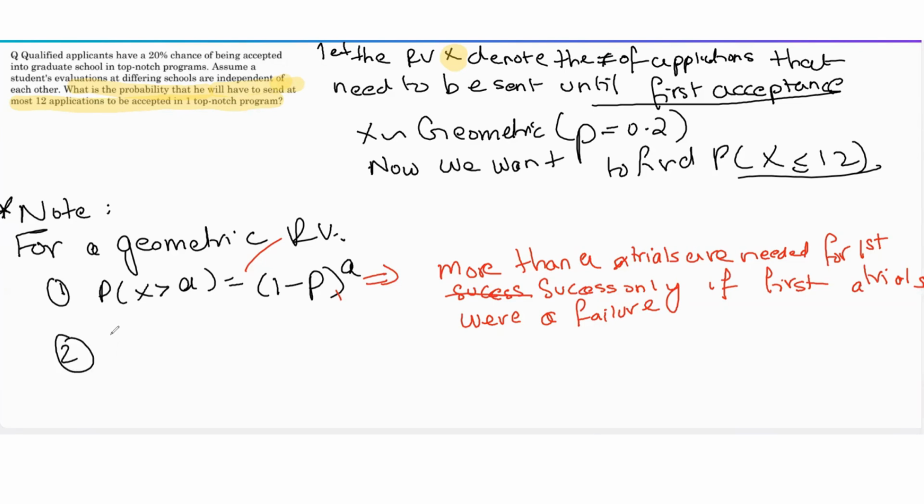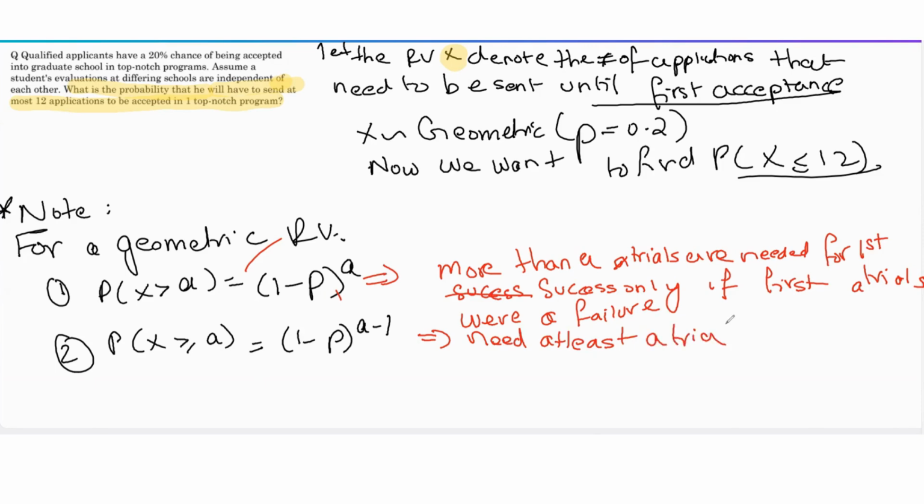So what about if we want to find the probability X is greater than or equal to? Because we know for a discrete random variable, the equal to sign matters a lot. So this is (1-p)^(a-1), right? Because the idea is that you need at least a trials. So remember, with a discrete random variable, you have to be very careful with the equal to sign. Here we need more than 8 trials, but there we need at least 8 trials for the first success.